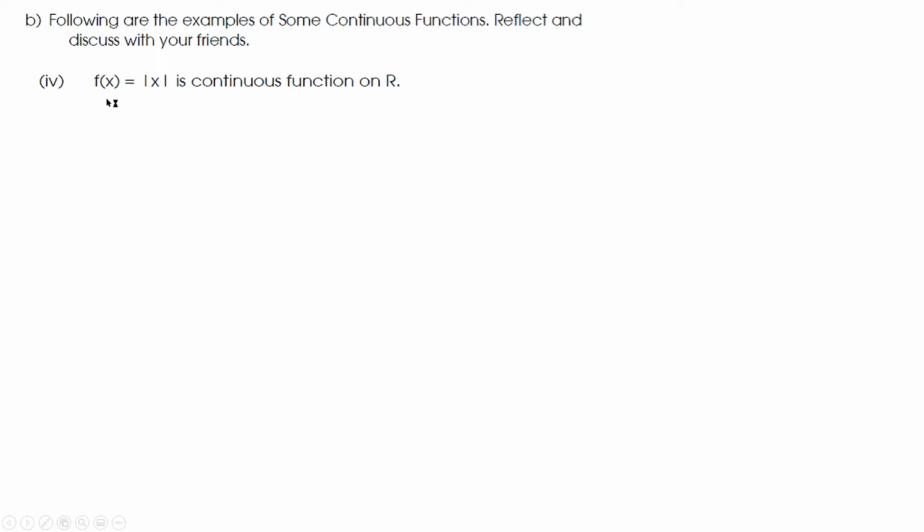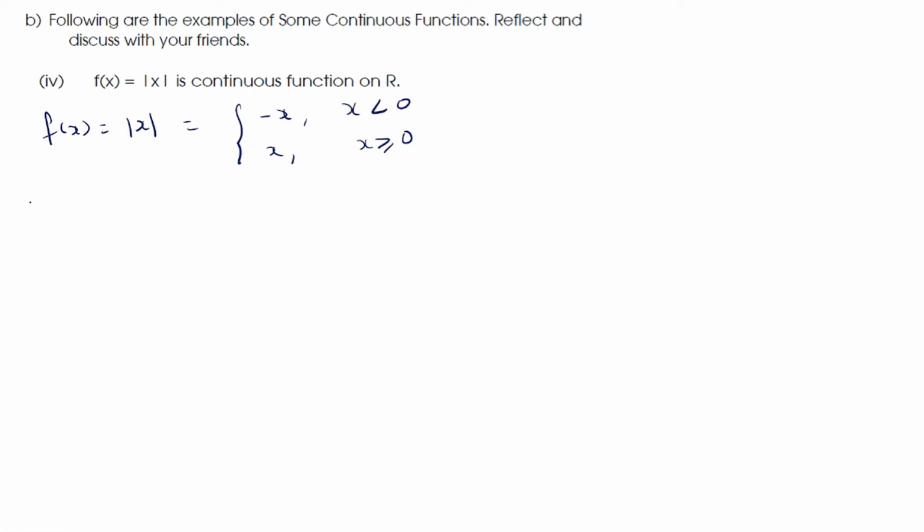Then the next one, f of x equal to mod x is a continuous function on R. Now if we take f of x equal to mod x, it is nothing but minus x when x is less than 0 and x for x greater than or equal to 0. Now this you must have studied in the types of functions and graphical representation of functions.